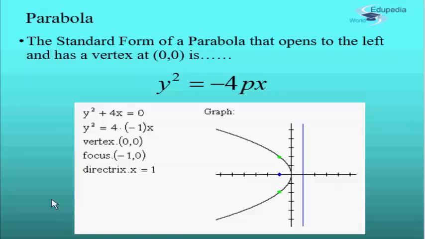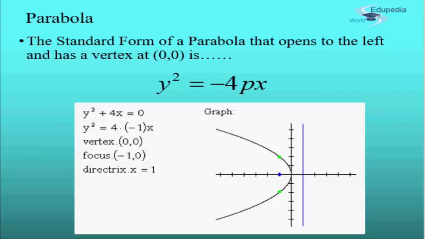This is the standard form for any parabola that's going to open to the left. If you look over here, you're going to see that this parabola has a value of negative 4px. Why does it have a value of negative 4px? It has a value of negative 4px because it opens to the left.